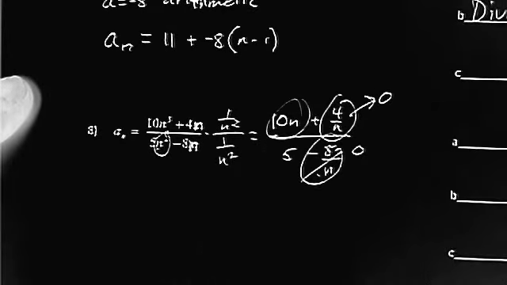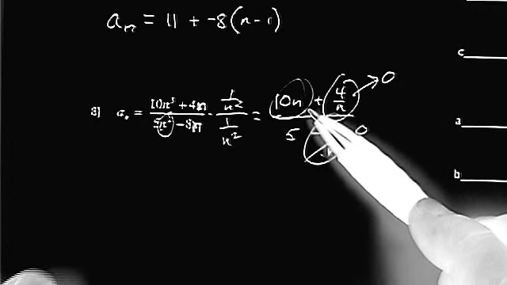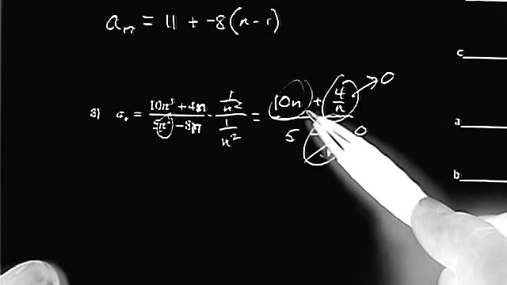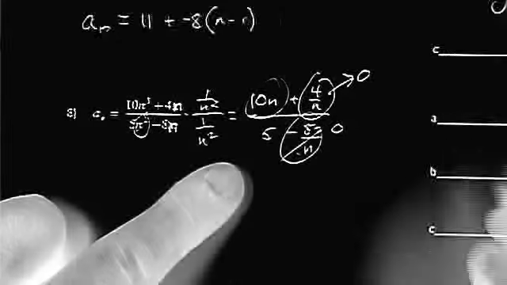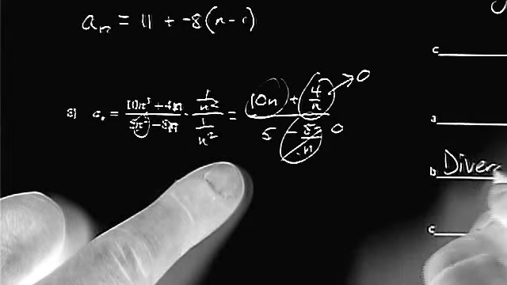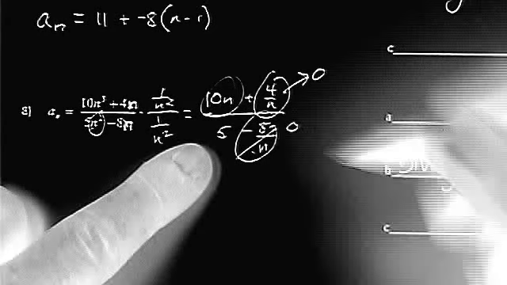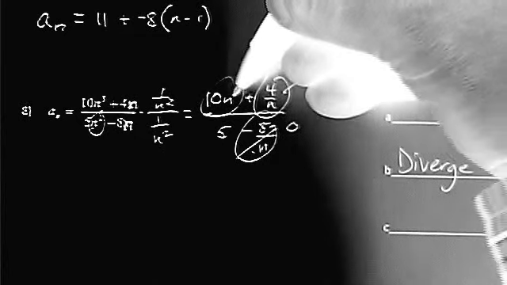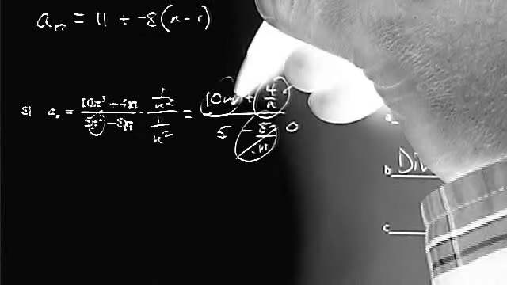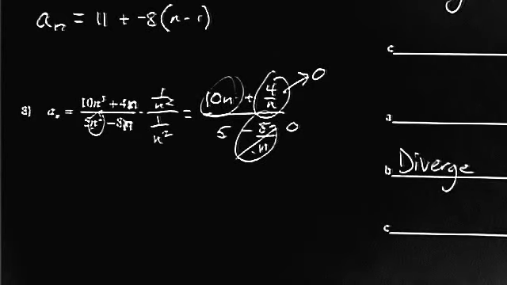But I want you to notice something in the top. We've got 10n in the top. N's getting super big. This is unstoppable. You can't stop this one. So this one is definitely diverging. There is no limit to this one. Because with n being in the numerator like that, I mean, take 10 times a million and divide by 5. 10 times a billion divided by 5. 10 times a trillion divided by 5. It's just not going to stop.